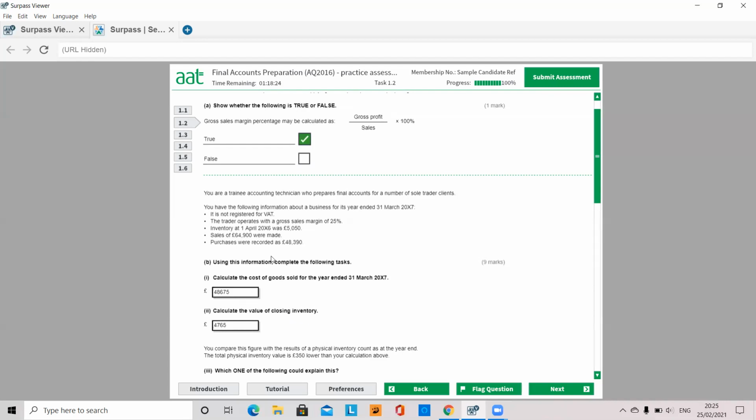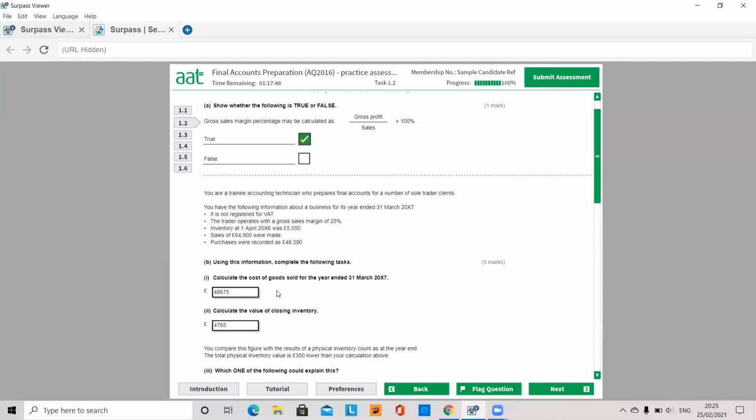So we've got the opening stock, which is 5050. We've also got the purchases. So opening stock plus purchases minus closing stock, which is the figure we haven't got, but we have got the cost of sales, yeah? So we know what the cost of sales is, which is 48,675. So therefore, let's add them together. So 5050 plus the purchases, which is 48390 equals. We're trying to find out what the closing stock figure is.